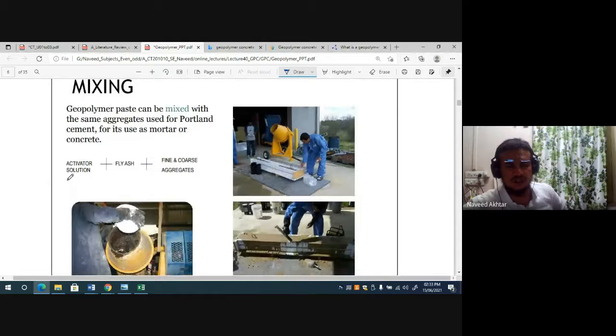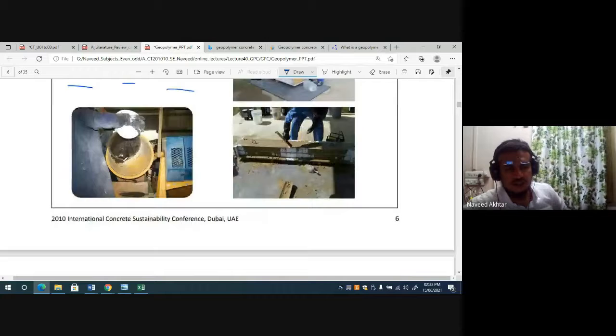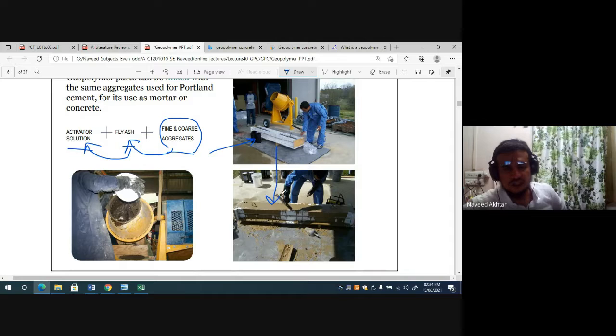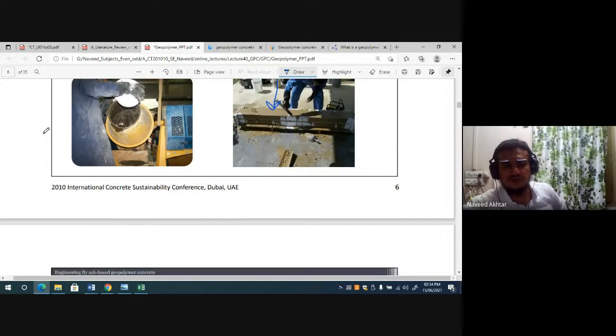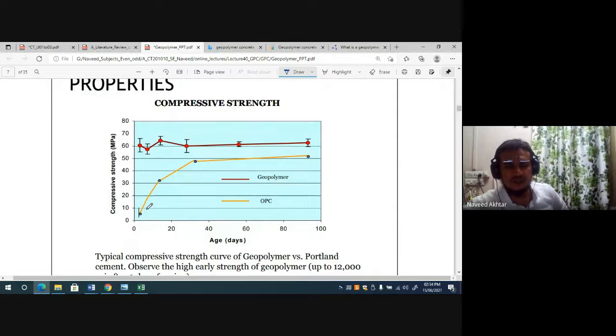So you can see here how the mixing is done. You can see the activator solution plus fly ash plus fine and coarse aggregate. In the mixer, first mix sand and aggregate together, then add fly ash, then do the dry mix, and then add the activator solution, and your geopolymer concrete is ready. You can see in this mold the concrete is placed, and this is geopolymer concrete. It is a very self-consolidating and very cohesive mix. And you can compare the strength of concrete.